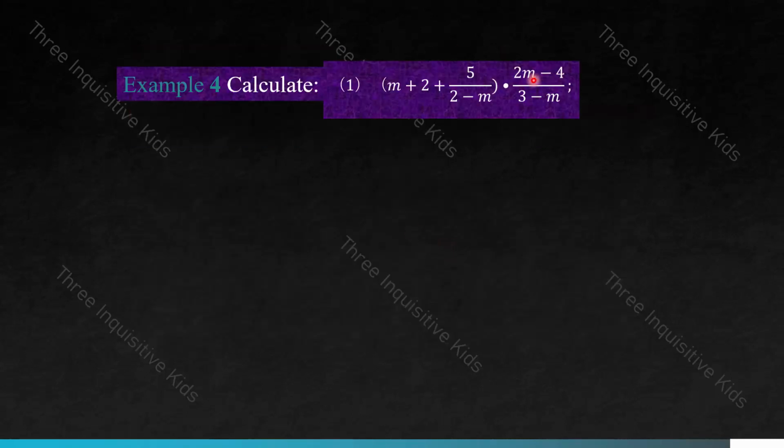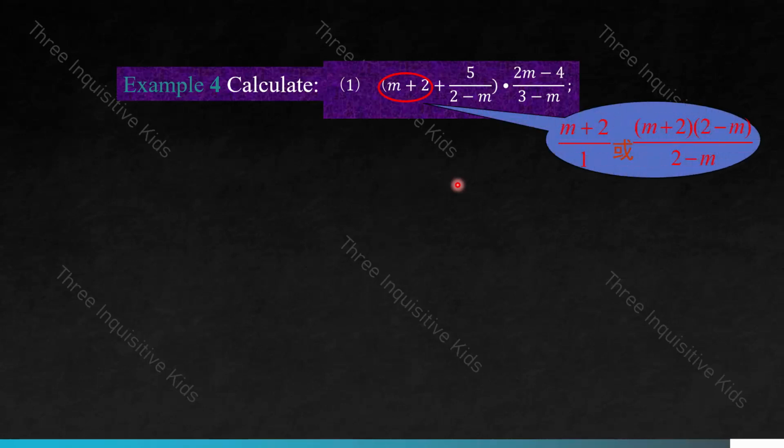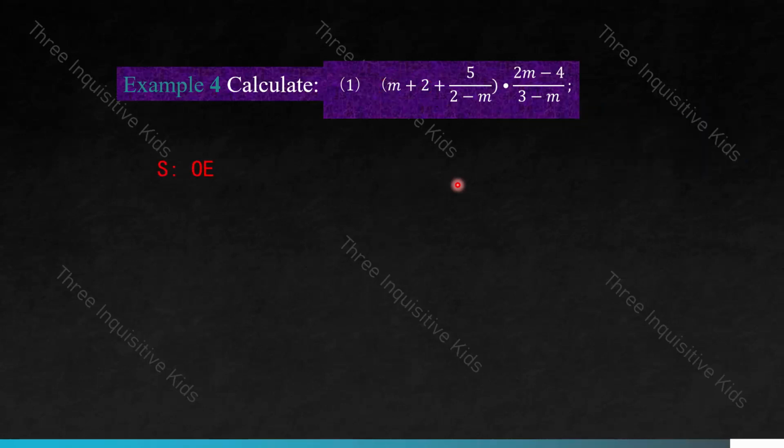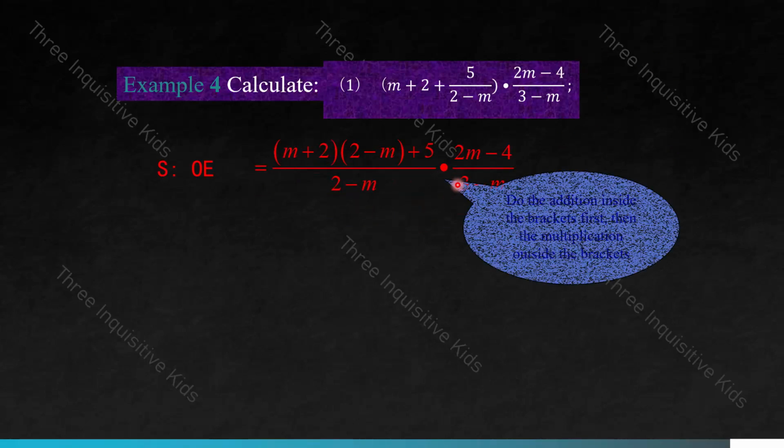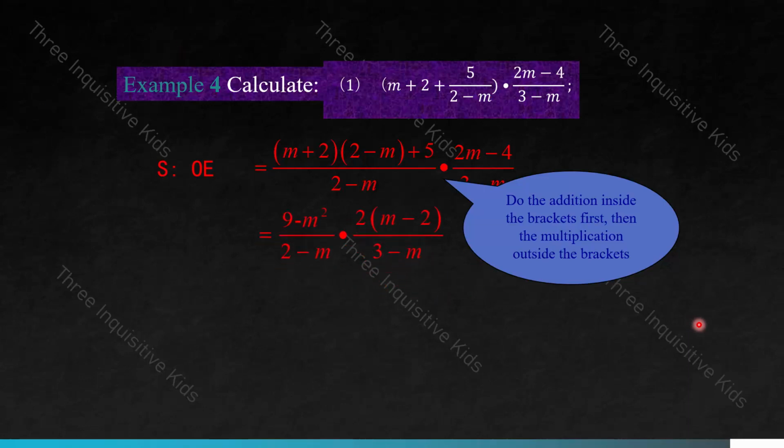Example 4. Calculate this expression. All we have to do is take it slow and follow the order of operations. The original expression is equal to m plus 2 times 2 minus m plus 5 over 2 minus m times 2m minus 4 over 3 minus m. We can do the addition inside the brackets first and then the multiplication outside the brackets. So that would give us this expression. And then after factoring the numerators and multiplying, we have -2m minus 6.